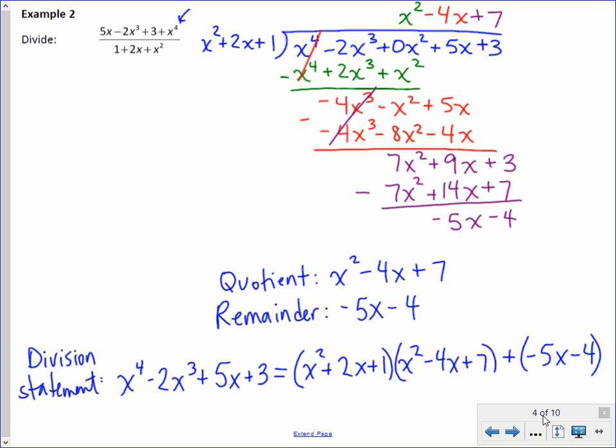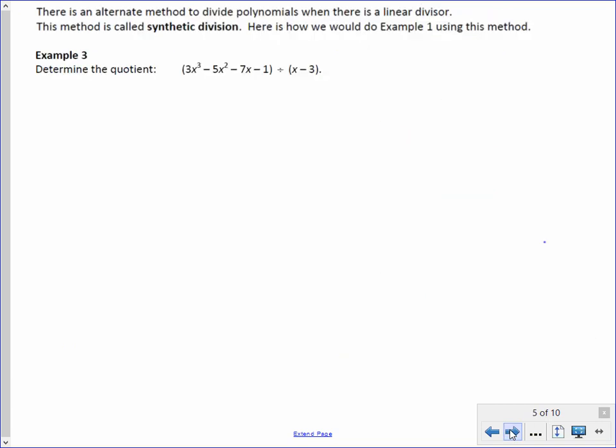But I want to get through, guys, it's not 10 minutes. There is an alternate method to long division. Would you guys like a shortcut? You can only use this shortcut, however, if it's a linear divisor. Linear divisor, x minus a. If your divisor is of the form x minus a, and a can be positive or negative, so x plus number or x minus number, you can use something called synthetic division.